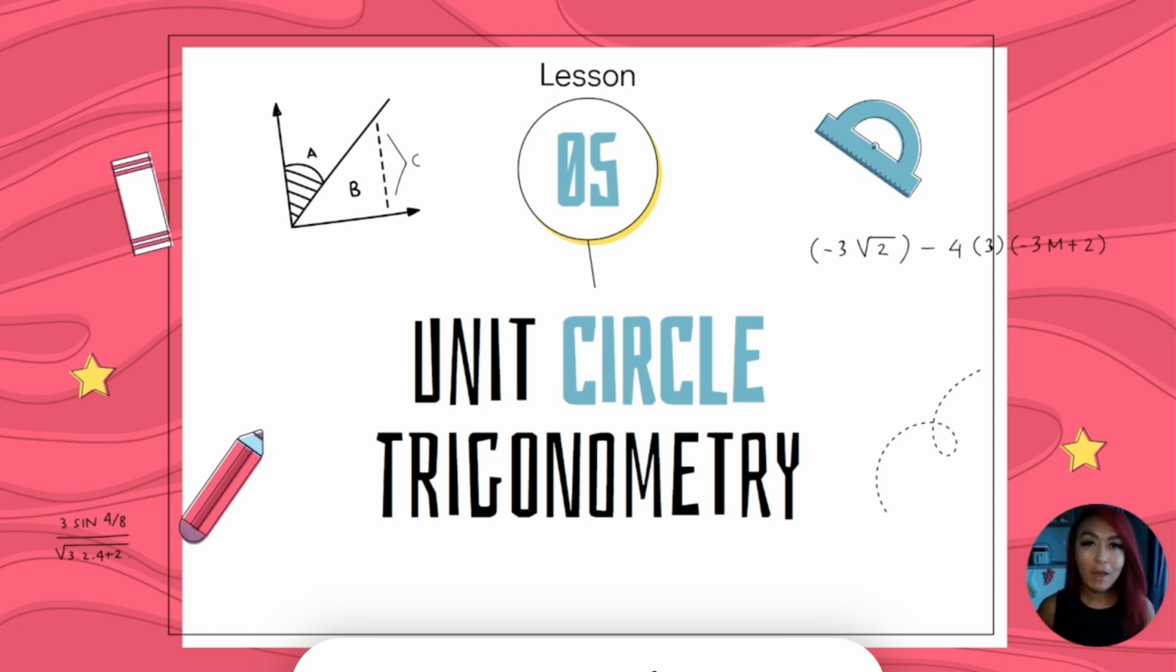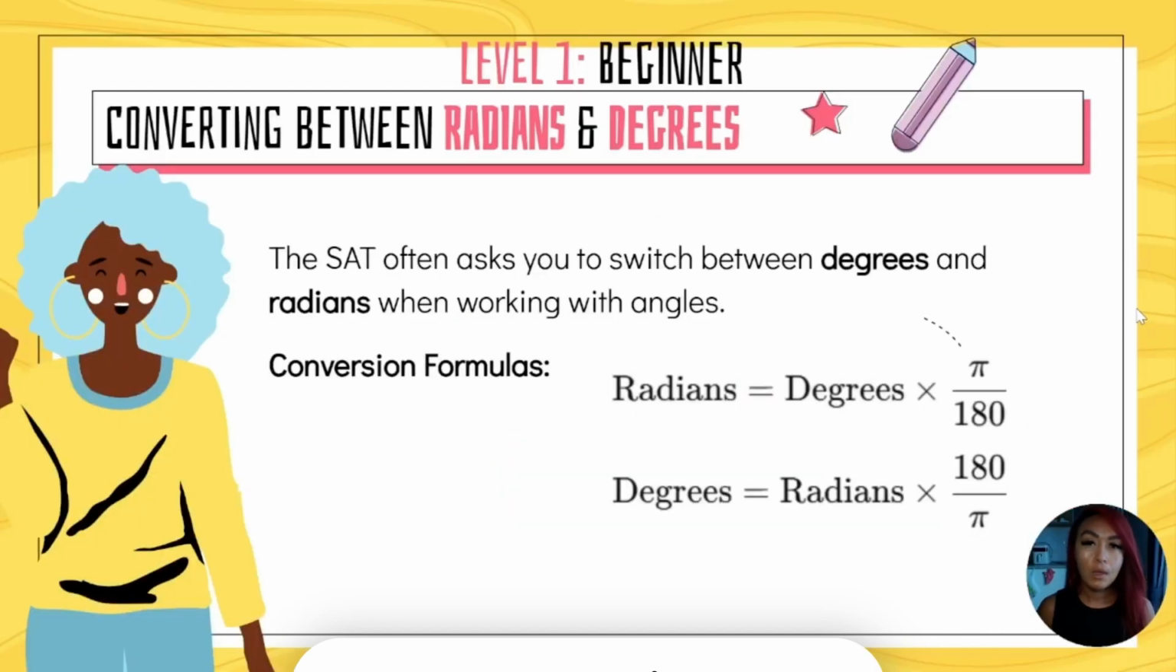Welcome to Module 5, Lesson 5, Unit Circle Trigonometry. So in Level 1, we're going to look at converting between radians and degrees. The SAT often asks you to switch between degrees and radians when working with angles.